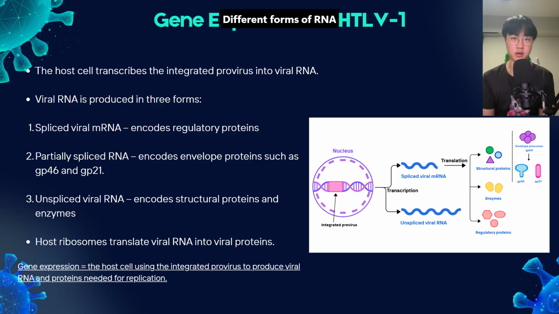Different forms of RNA are produced. Spliced viral mRNA encodes regulatory proteins. Partially spliced RNA can encode envelope proteins such as GP46 and GP21. Unspliced viral RNA can encode structural proteins and viral enzymes. The host cell ribosomes then translate these RNA molecules into viral proteins. So essentially, HTLV1 uses the host cell's own machinery to manufacture the components it needs.